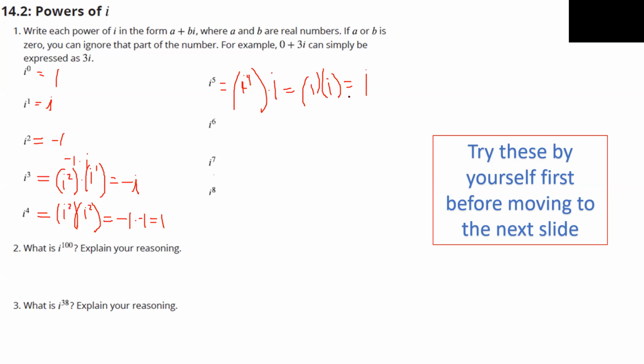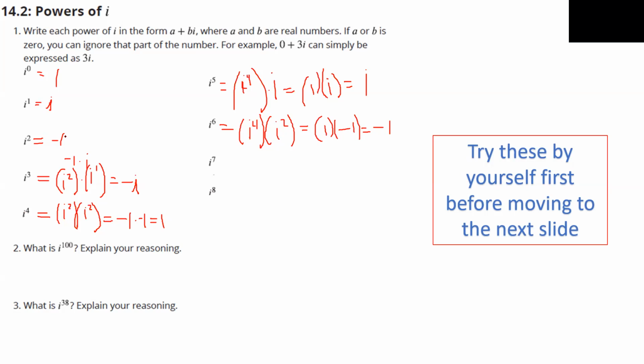So i to the 5th is equal to i to the 6th, same process. We're going to break this up. This is the last one that I do, and then you do the other ones on your own. So i to the 6th power is going to be the same thing as saying i to the 4th times i to the 2nd power. And we know that i to the 4th power, based off of this pattern here, is 1. And we also know that i to the 2nd power is equal to -1. So I get 1 times -1, which equals -1.